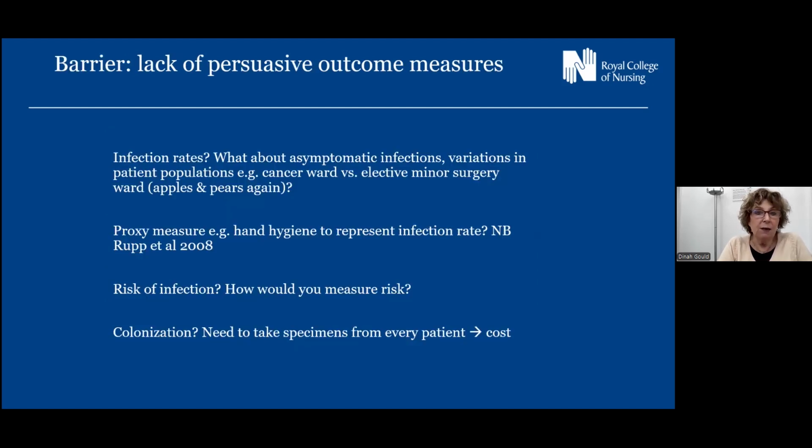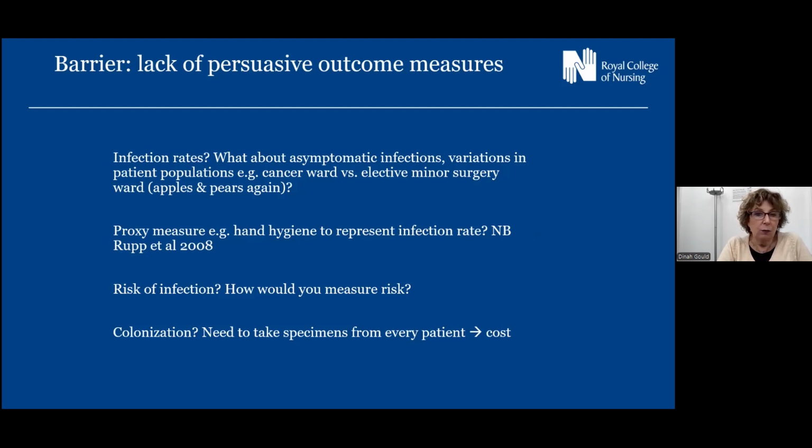Then there's the lack of persuasive outcome measures. People think, well, infection prevention rates are nice hard outcome measures. You can measure them, but then some infections are asymptomatic. We know that many of the COVID infections were. And then we know that whether people develop an infection or not, whether they develop signs or symptoms, depends a lot on the patient. Can you compare a cancer ward with a ward where people are having elective minor surgery? You can't compare cancer patients with otherwise fit patients having their tonsils out or having their uterus out or their gallbladder out because you can't compare apples and pears again. They're different.